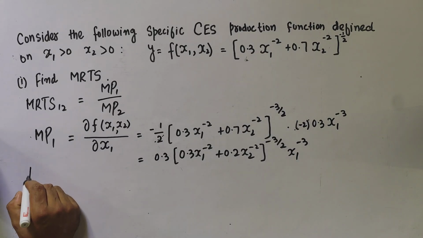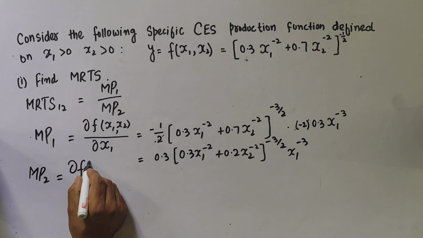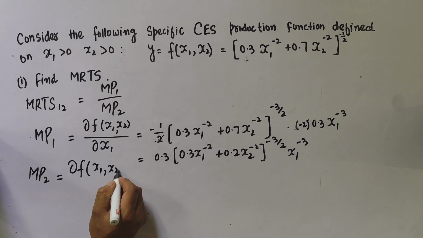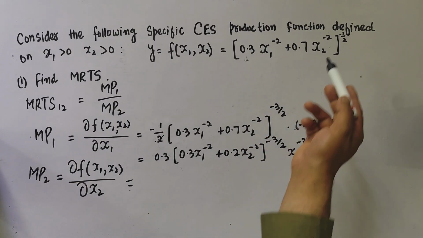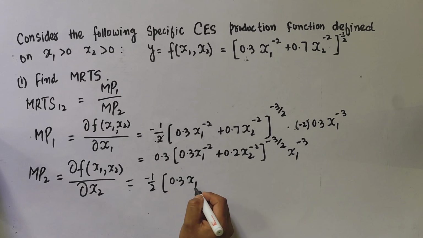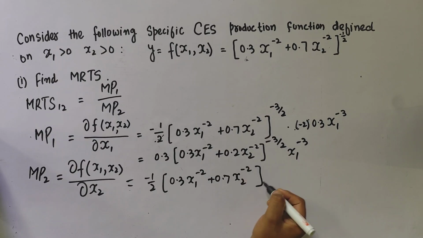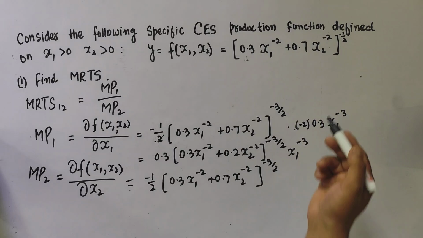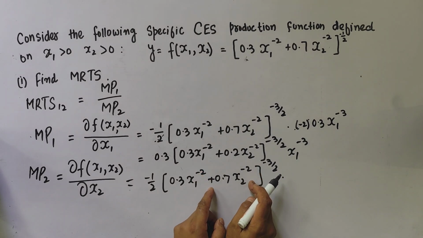Then we need to find the marginal product with respect to input 2. That will be the change in the output, which is a function of x1 and x2, with respect to input x2. So we partially differentiate, this time with respect to x2. Again using the power function rule, the exponent becomes the coefficient. Then we have (0.3 x1^(-2) + 0.7 x2^(-2)) raised to the power of negative 3/2, times the partial derivative with respect to x2.